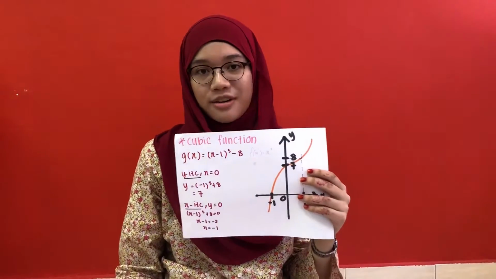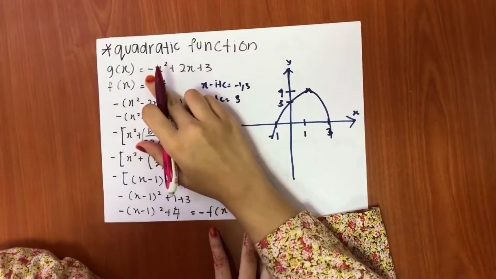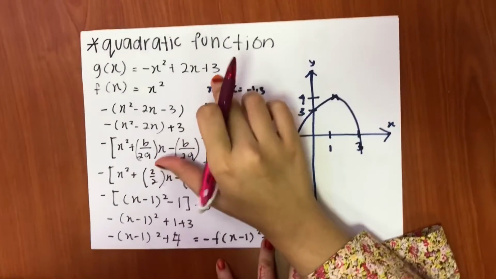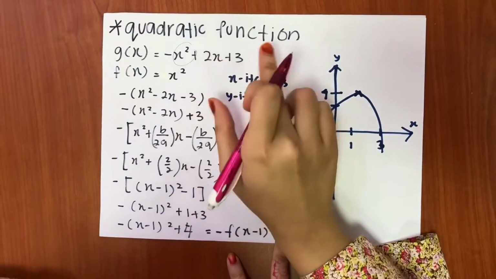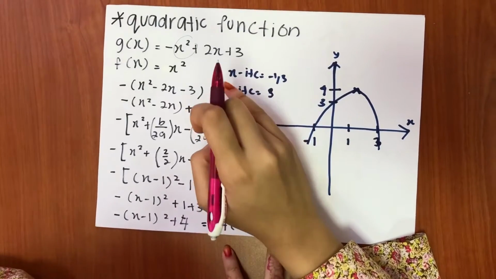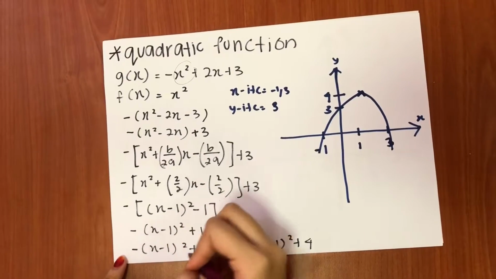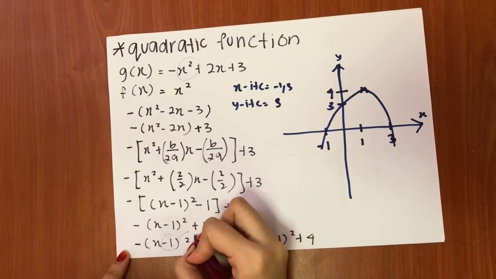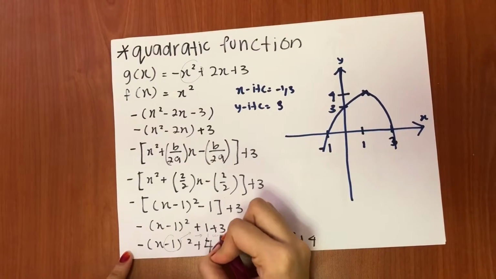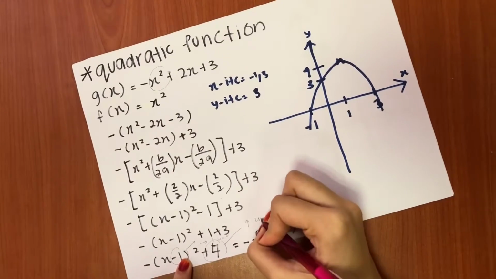Okay, so next will be the quadratic graph and the cubic graph. First one is the quadratic function. For example, negative x squared plus 2x plus 3. From here we can see that the basic equation is x squared. So for a quadratic function, the first thing you need to do is complete the square. After completing the square, you get the function to be negative (x - 1) squared plus 4. This negative 1 indicates that there's a shift to the right 1 unit, and this plus 4 indicates there's a shift upwards 4 units.